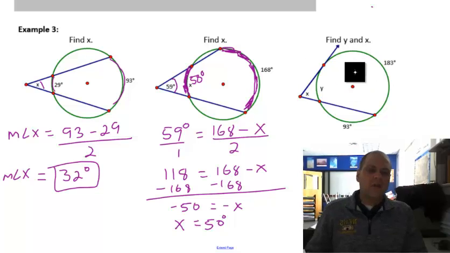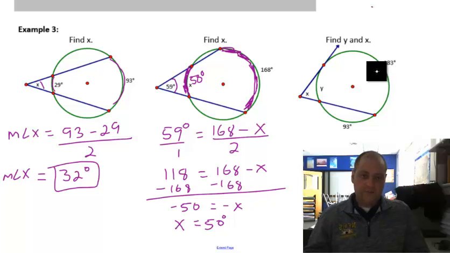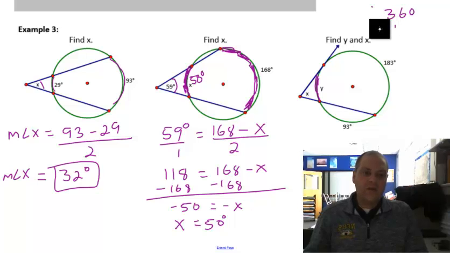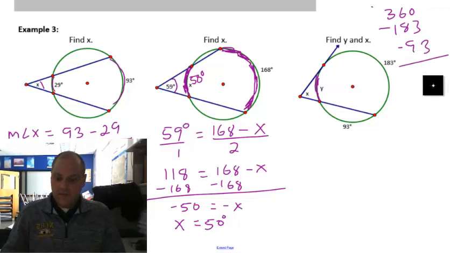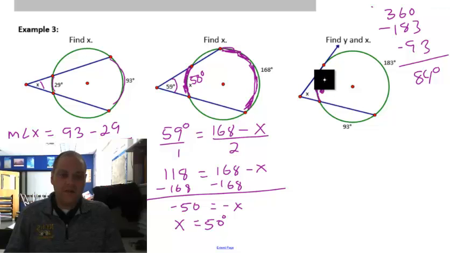And here you got a little bit of work. You know that all the arcs add up to 360. So if this is 183 and this is 93, I got to find Y. That's just the missing arc. All the arcs got to add up to 360. So I'm going to do 360, take away the 183, take away the 93. That's going to give me 84. So this is 84. All right, so Y equals 84.